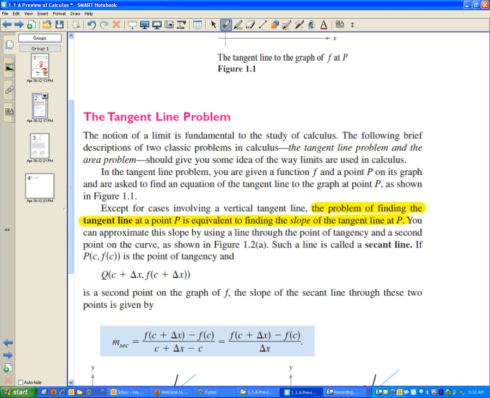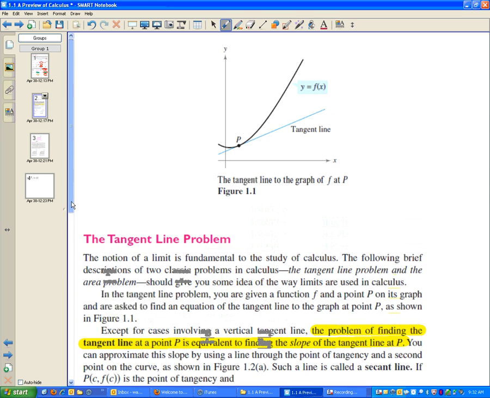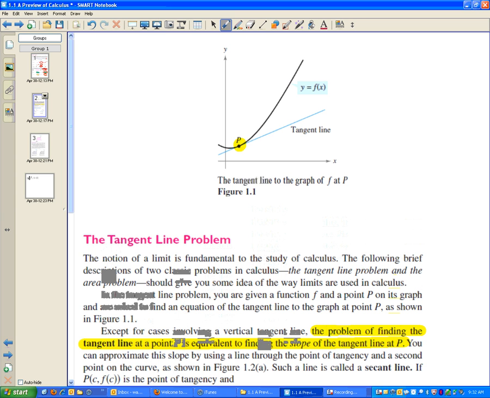All right, look at what I just highlighted. Read that again, what I just highlighted. Just that little phrase or part of a sentence. Do you see why that's true? If we're looking for the equation of the tangent line at this point right here, we already know what the coordinates of P are. We know that, okay?